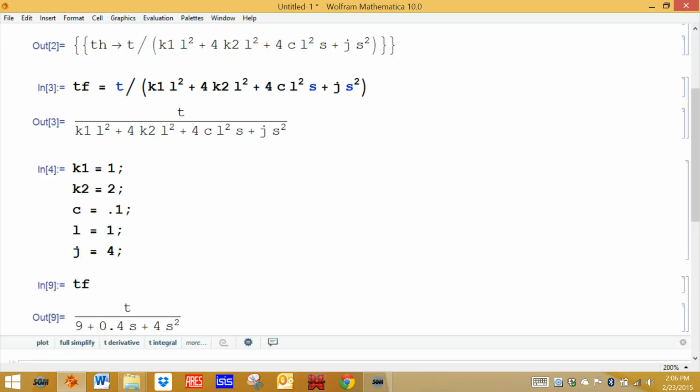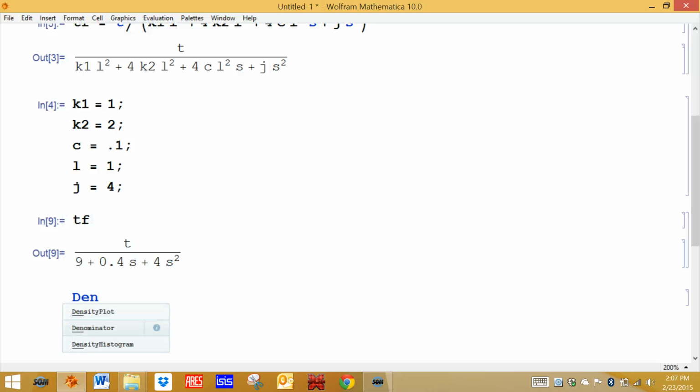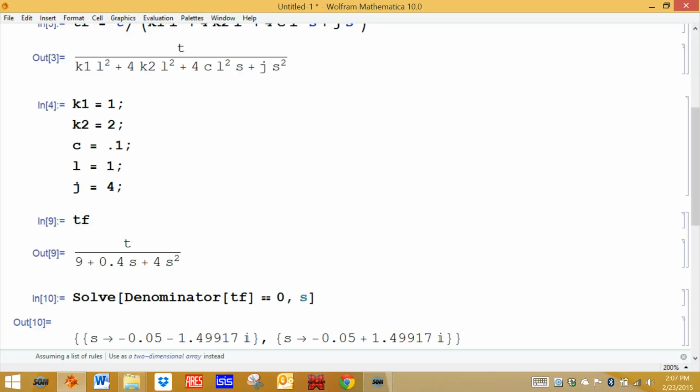All right, let's take the denominator of the transfer function, set it equal to 0, and solve it for s. So we'll go back over here and say solve for s, and so it wants to oscillate. The frequency is about 1.5 radians per second. The time constant is going to be 1 divided by 0.05. So you can figure out all that. It's stable, et cetera.